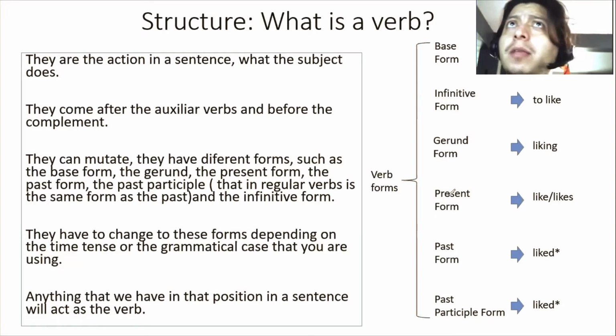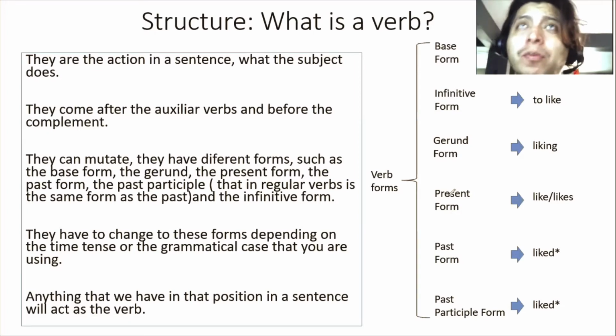We were explaining that verbs are an action. They are the action in a sentence that the subject does. Whatever the subject is doing, that action is the verb in a sentence in English. Verbs are necessary, they are mandatory. You need verbs. You cannot have a sentence without a verb.